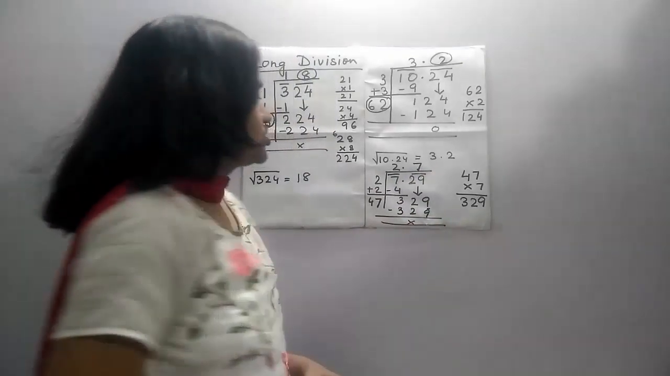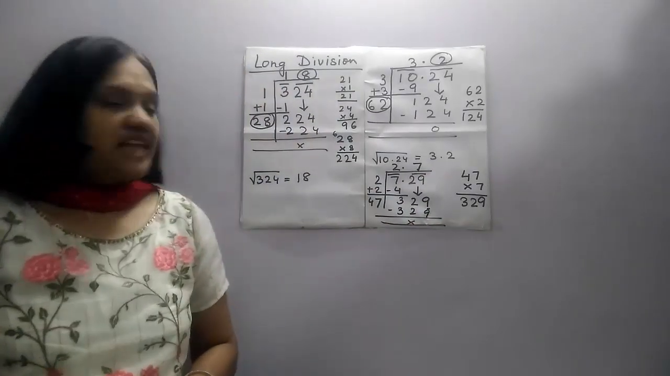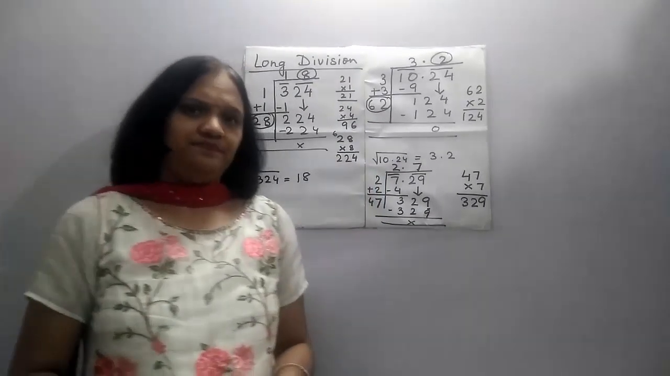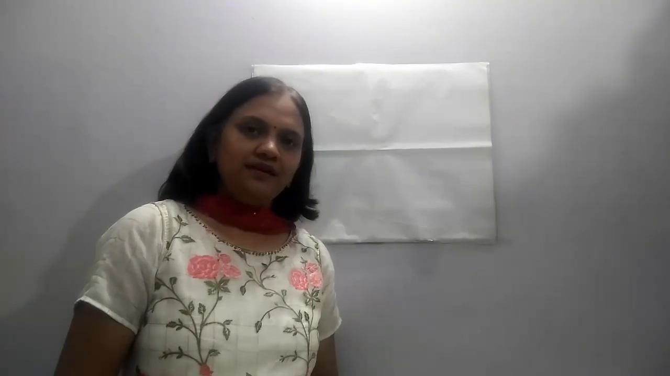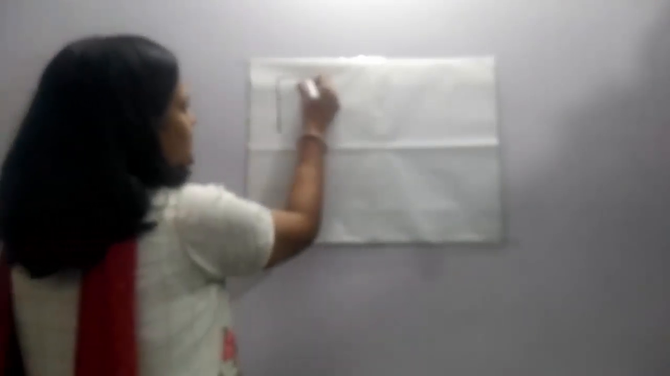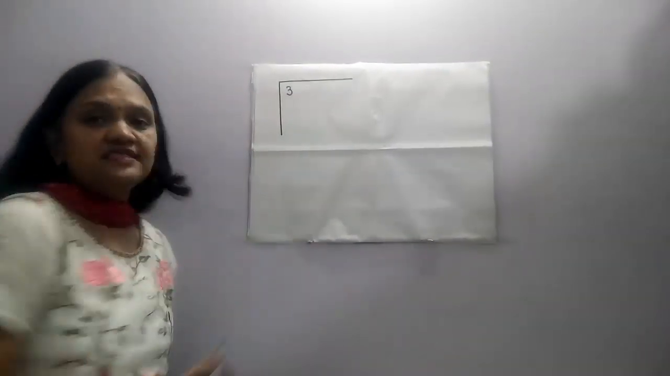So the square root of 7.29 is 2.7. We know that 1 is the square of 1. 4 is the square of 2. What about 2 and 3? Let's find out the square root of 3 now. Let's find the square root of 3 correct to 2 decimal places.